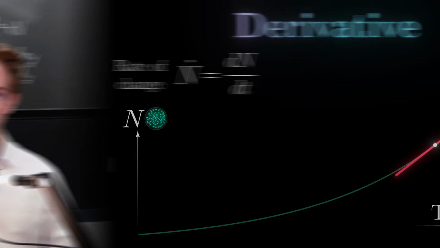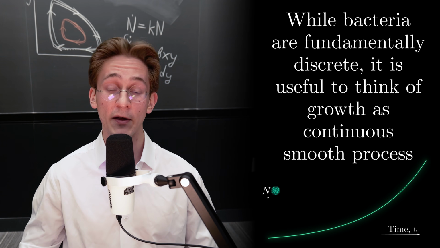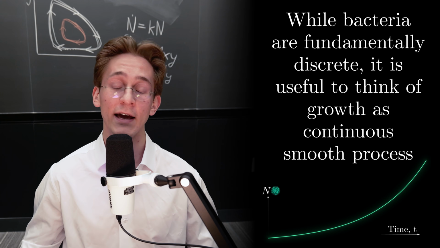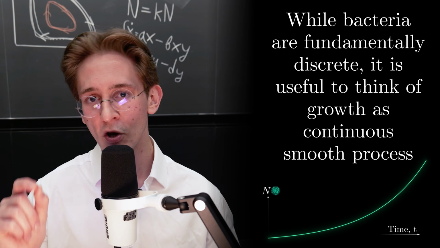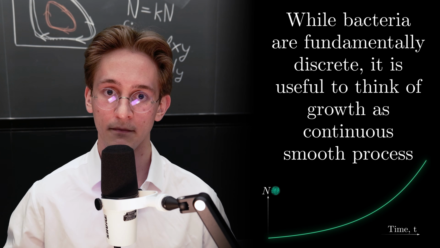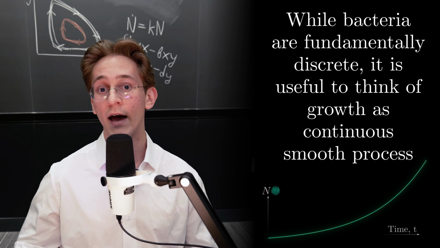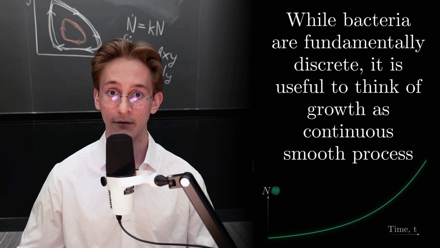In the real world, of course, we cannot have a fraction of a bacterium, but it's useful to think of the population as changing smoothly and continuously, growing by very small amounts as you take very small time steps into the future. It lets us rely on the apparatus of calculus that describes and analyzes continuous processes.